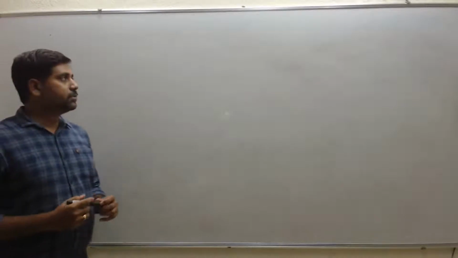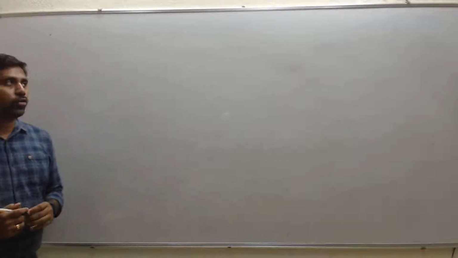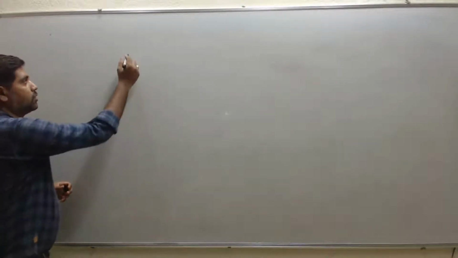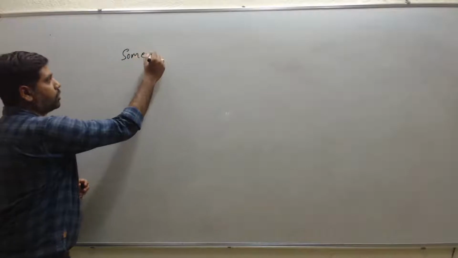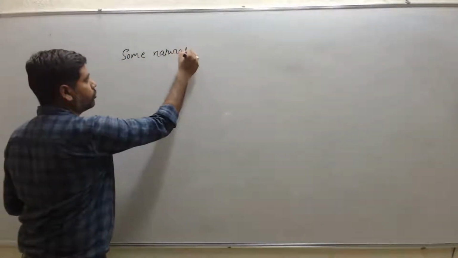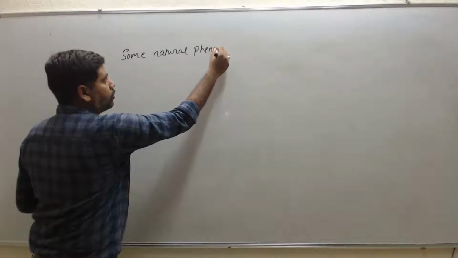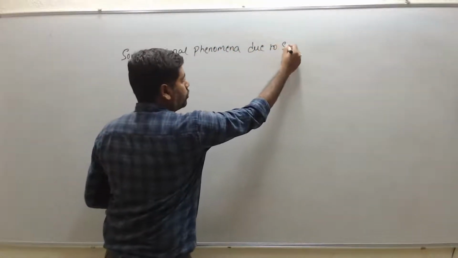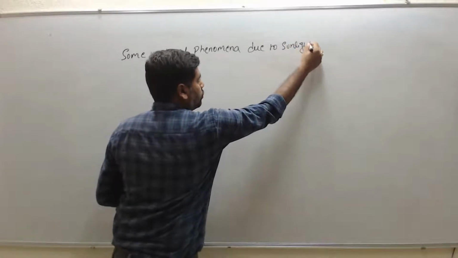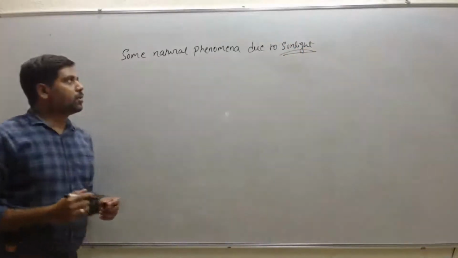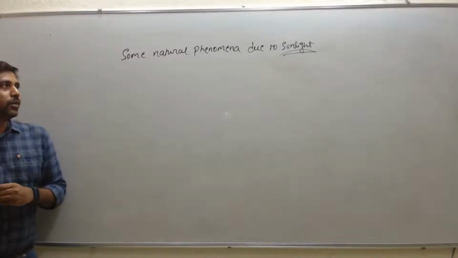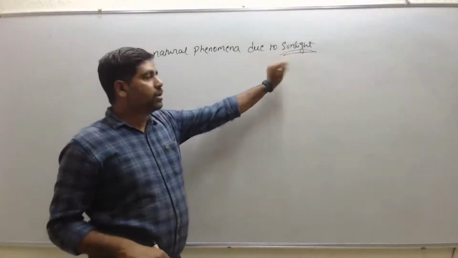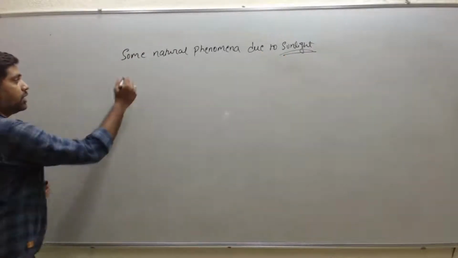Good morning, students. In our last class, we discussed refraction through a prism. So today's topic is some natural phenomena due to sunlight. Some of the natural phenomena we observe in the topic ray optics are due to the sunlight. The first one is the rainbow.